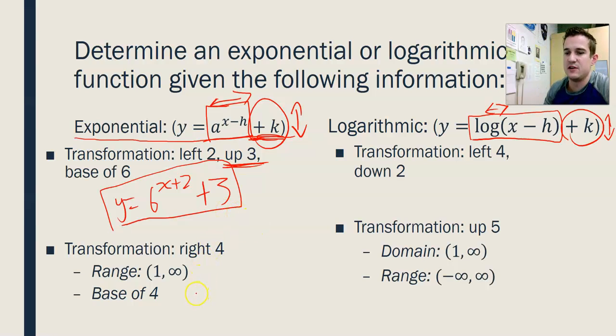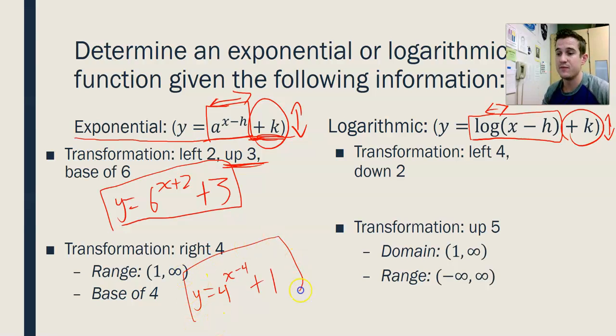If I go down here, again, if I have a movement right 4, a range from 1 to infinity, and a base of 4, I'm going to have 4 to the x minus 4 power, because remember, up in that exponent is affected by my left to right movement. And on the outside here, I'm going to have a plus 1, because the range of my exponential function is going to be from 1 to infinity. So that's my transformed exponential function.